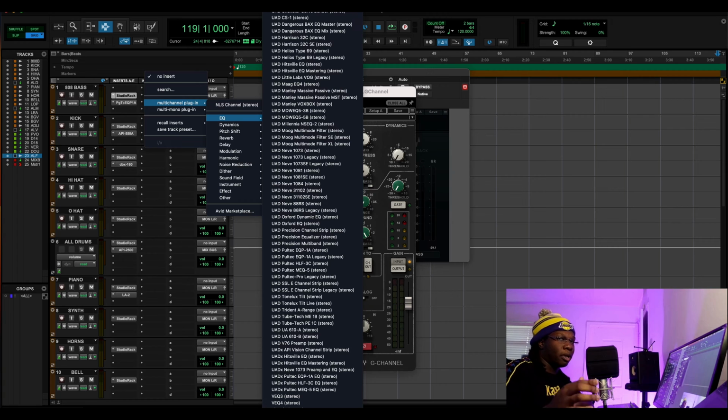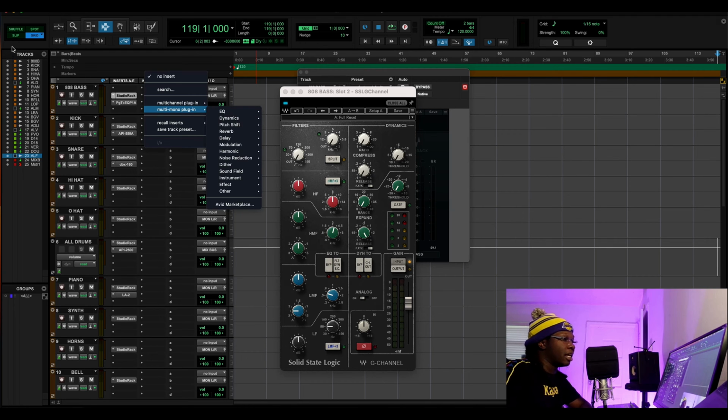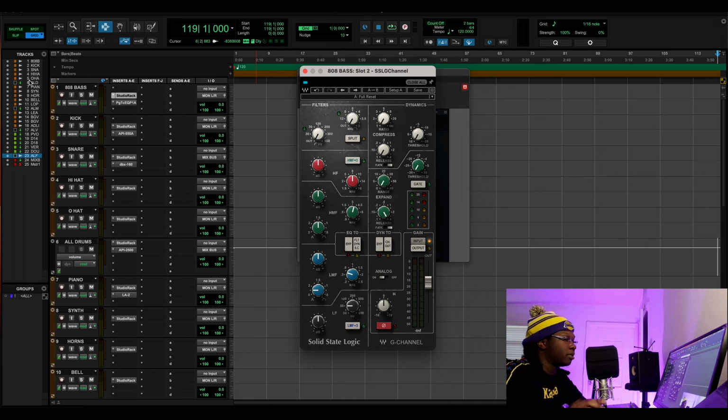That's what a lot of modern kids like myself experience, where I get option paralysis. So we have to understand that sometimes giving yourself fewer options is actually going to help you. So the SSL channel strip is amazing.